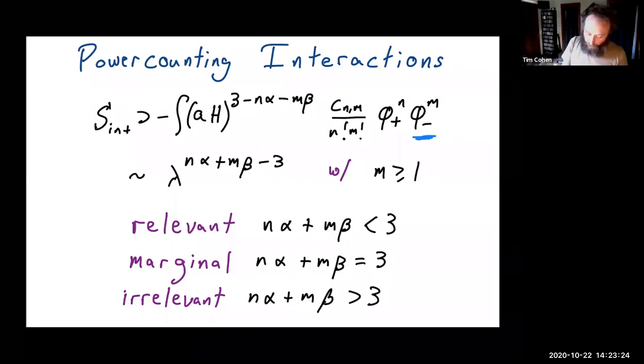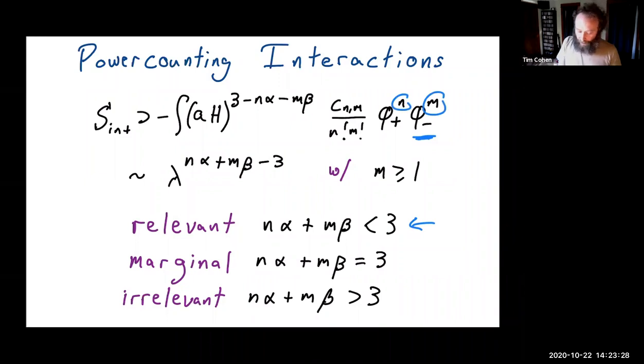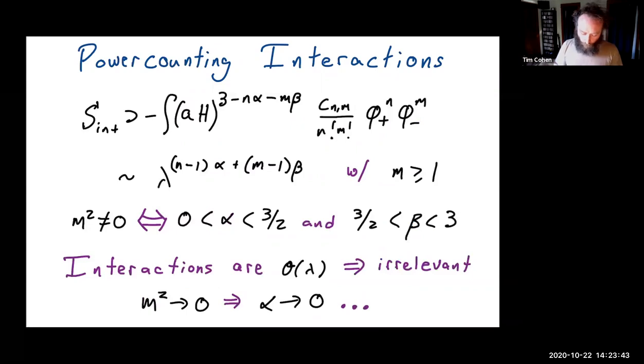So we now have well-defined power counting just depending on the number of factors of phi plus and phi minus, right? We can do the same standard organization into relevant, marginal, and irrelevant operators, okay? So that's it. That's all the hard work. Now you just calculate. You just follow the standard rules. Great.